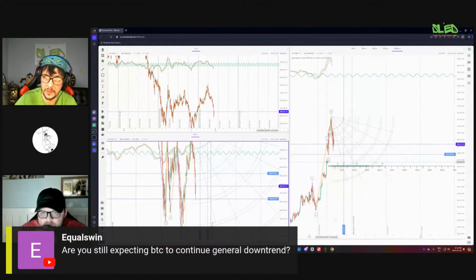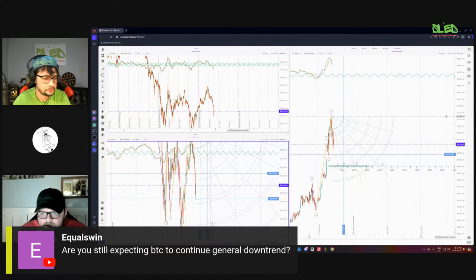That's why, hence the weird time frames, hence the weird square of 9 and all that stuff. The cycles, psychology and numerology.